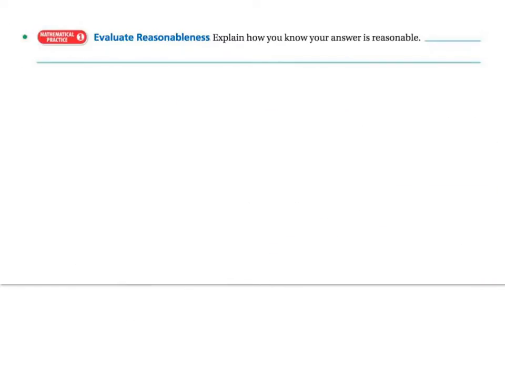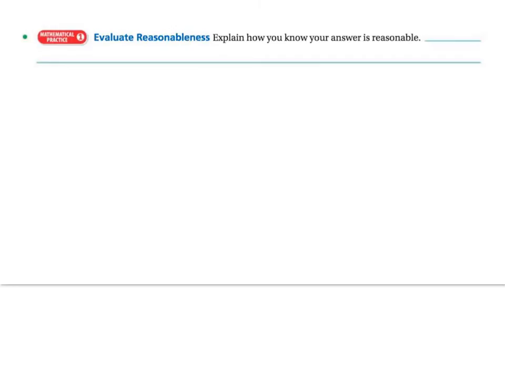It is always important to evaluate the reasonableness of your answer. This just means that you need to explain or think about how you know your answer is reasonable. There are many different ways that you could do this. One way is that you could estimate the answer and compare the estimated answer to your actual answer. Another way is to compare your answer to the total that you were working with.